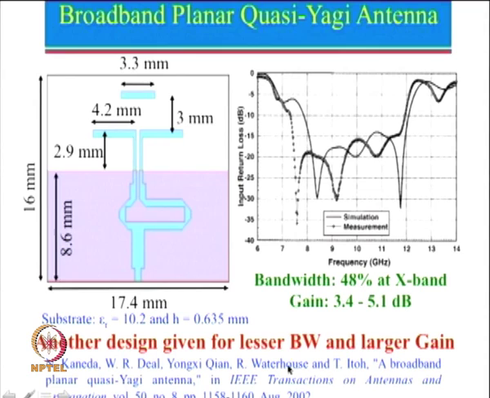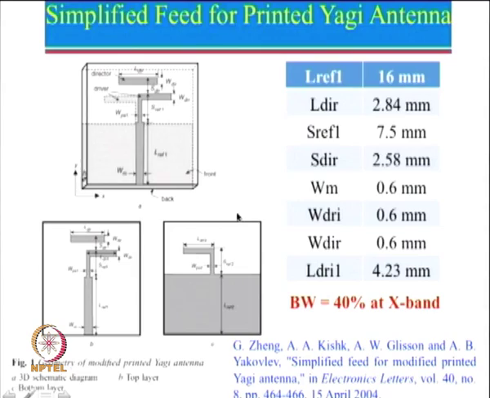Now let's look at another configuration. So here the feed configuration is relatively simple. Now the earlier paper was published in 2002. This paper came a few years later, and probably they studied that configuration and then did the simplified feed network. So let's see how the feed network has been simplified.